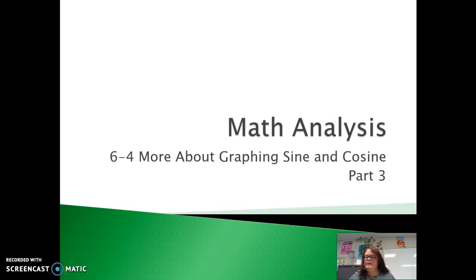Right, so in part 3, instead of being given the equation and then graphing it and stating the amplitude and the period, we're going to be given the amplitude and the period and try to come up with the equation.